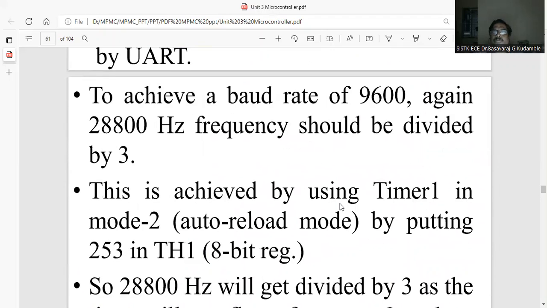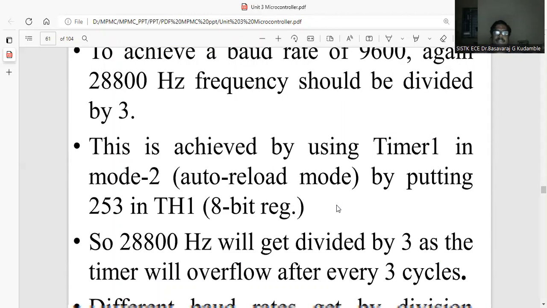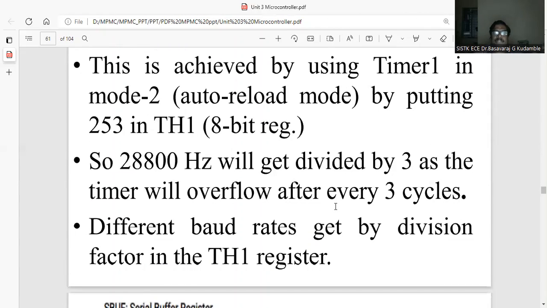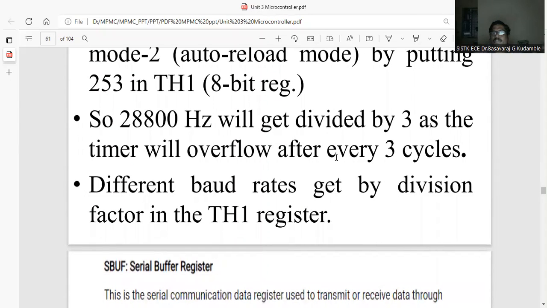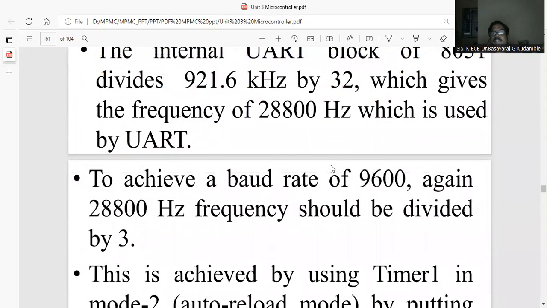It is going to frame the data. Any data to be sent in serial form, you have to configure using the SCON register and send to the SBUF register. This UART will take care of those things. So you have to set the baud rate, the number of bits per second, the data transmission speed we need. For example, 9600 is the standard baud rate.